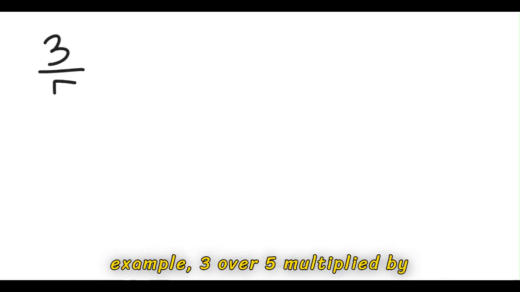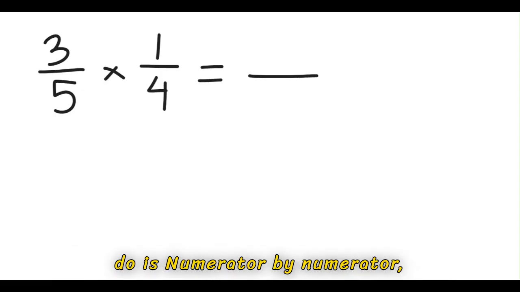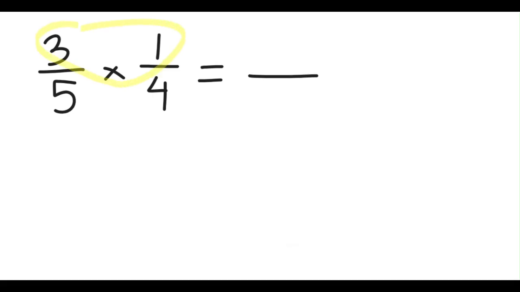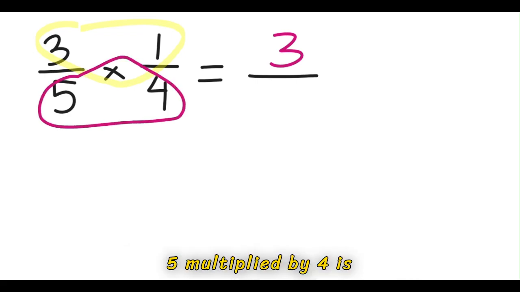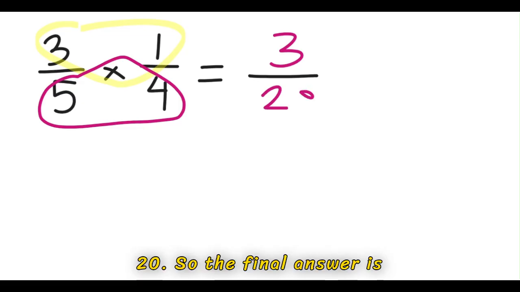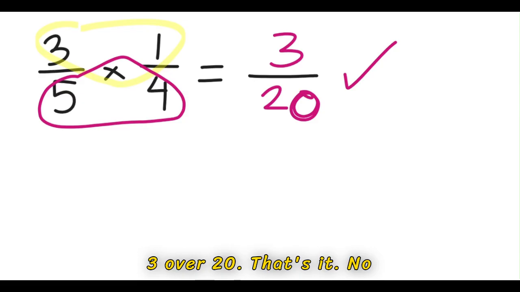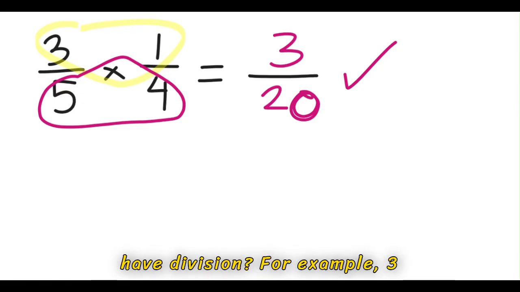So for example, 3 over 5 multiplied by 1 over 4. The only thing that you have to do is numerator by numerator, 3 multiplied by 1 is equal to 3, and denominator by denominator. 5 multiplied by 4 is 20. So the final answer is 3 over 20. That's it. No common denominator needed. What if we have division?